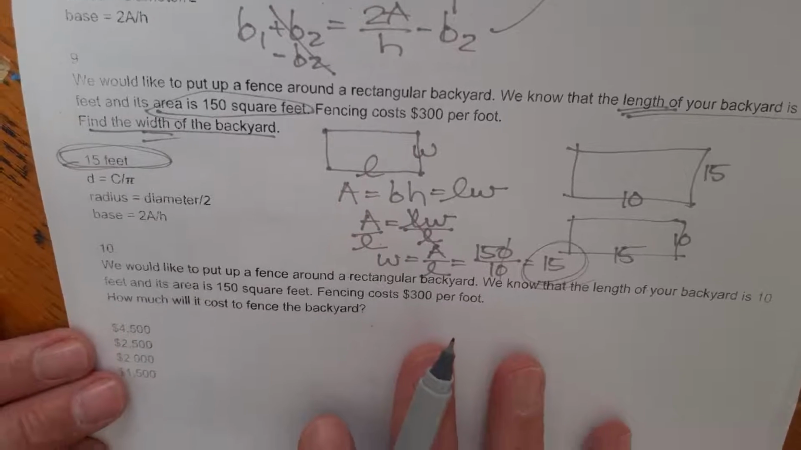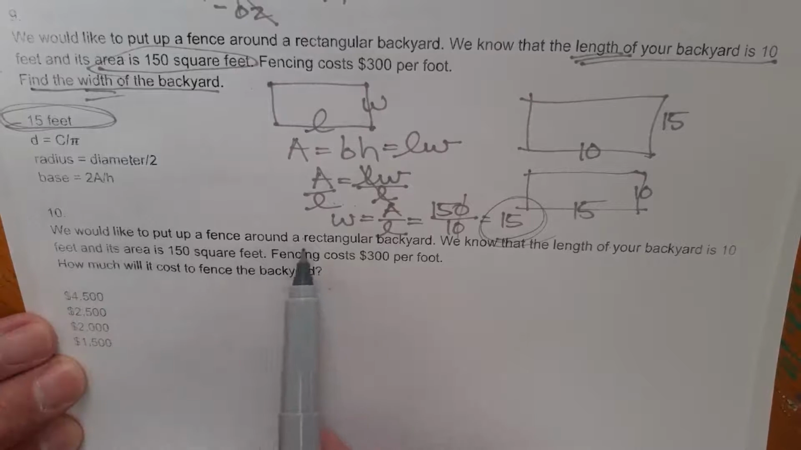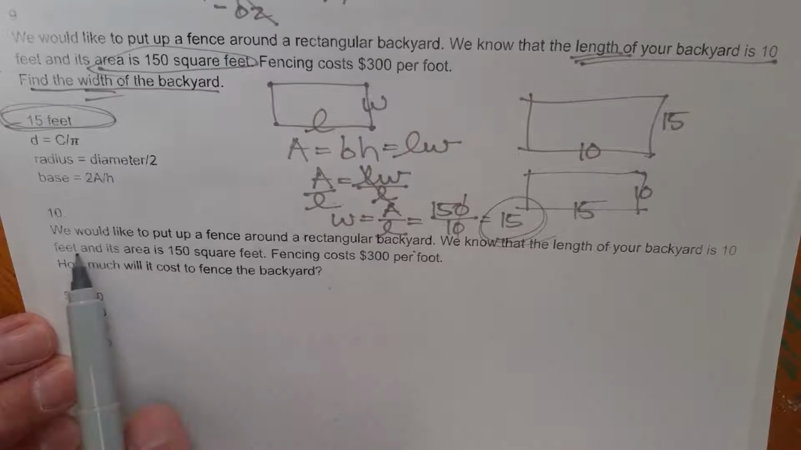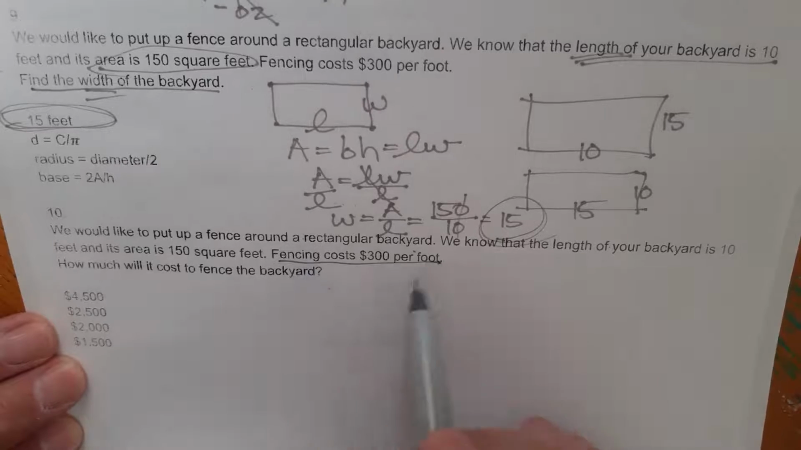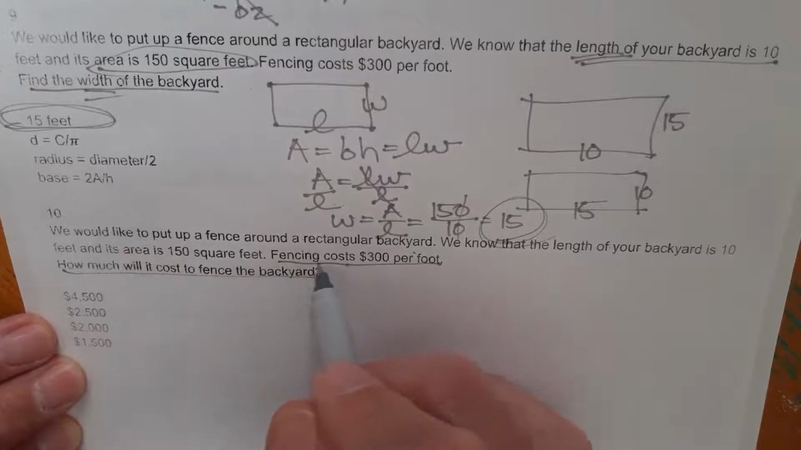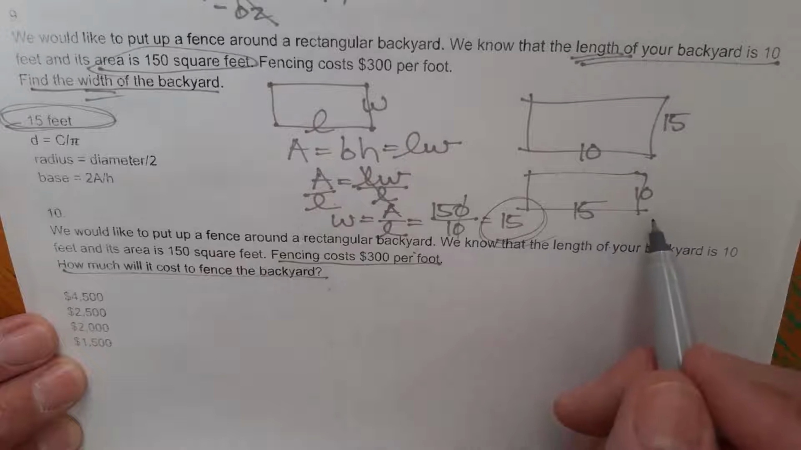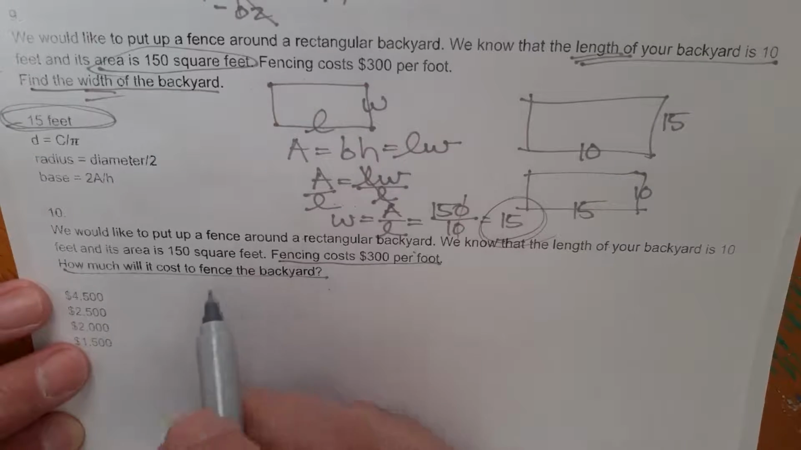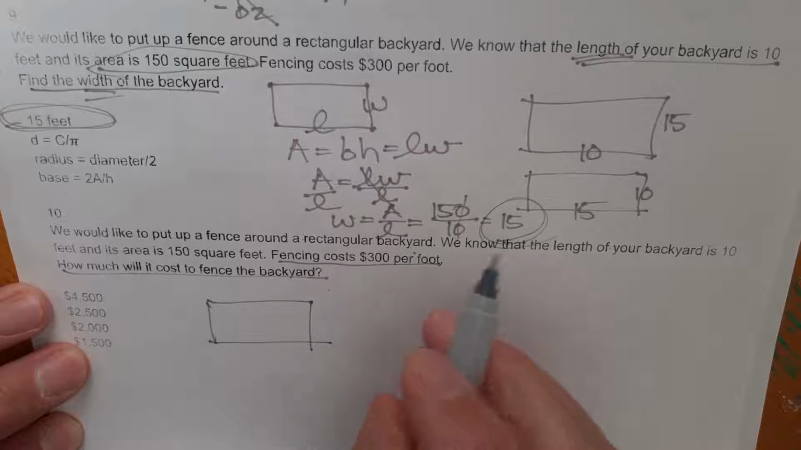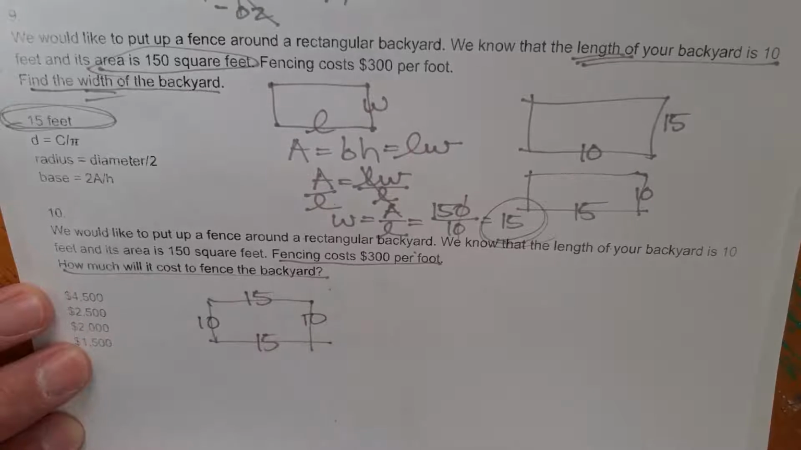Now, here is the same question they're asking us. We'd like to put a fence up around the rectangular backyard. We know that the length of the backyard is 10 in this. So fencing costs 300 per foot. How much will it cost? Well, how much will it cost? Fencing costs 300 per foot. So I think we want a fence in this backyard. We've got 15 here, 15 here, 10 here, 10 here. Is this right? I'm not totally sure. Let's see what I get, right?